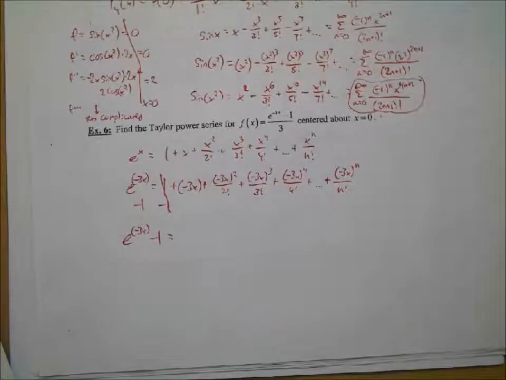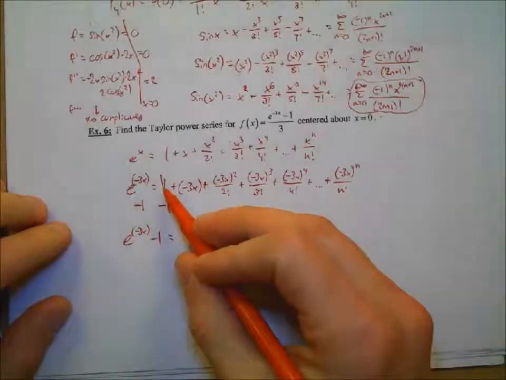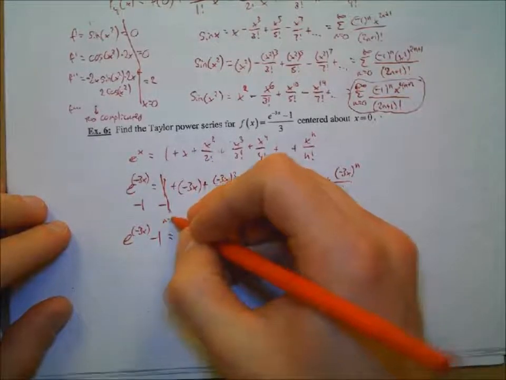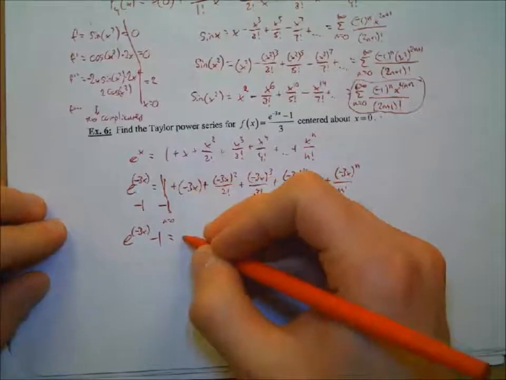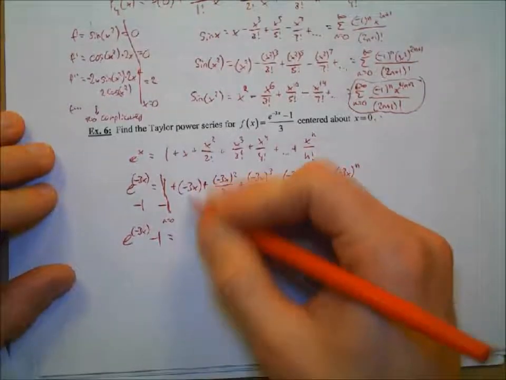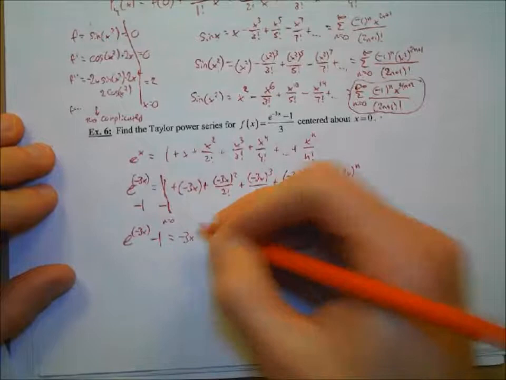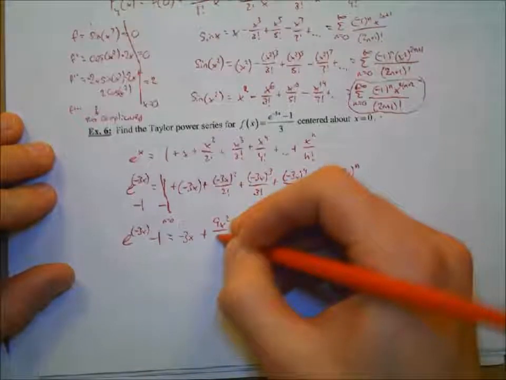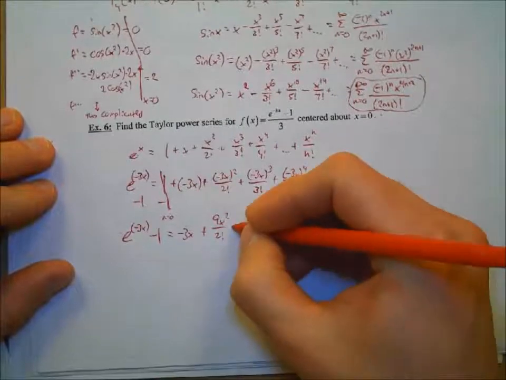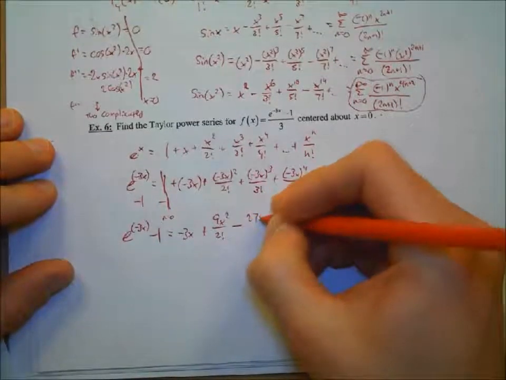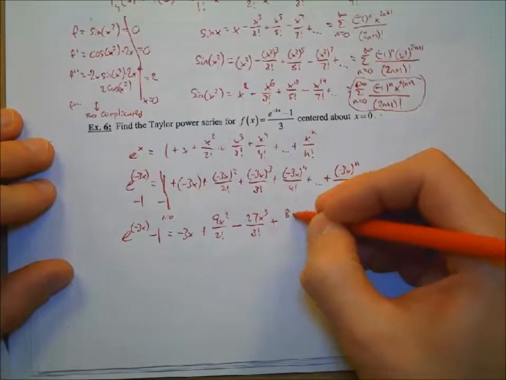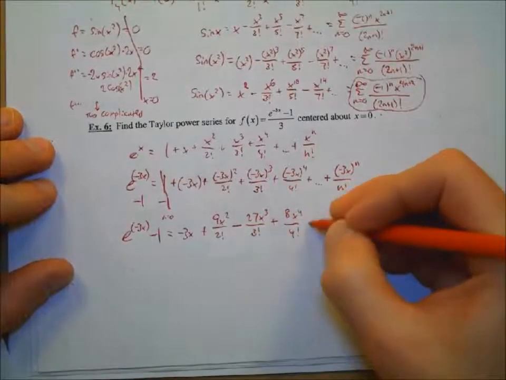Okay, now remember, this one was our what term? N equals 0. This is our N equals 0 term. So now where we start with a new one here, I'm going to go ahead and simplify these in my next step too. So I'm going to make that just negative 3x. I'm going to make this positive 9x squared over 2 factorial. Okay, I'll make this negative 27x to the 3rd over 3 factorial plus 81x to the fourth over 4 factorial plus dot, dot, dot, plus.